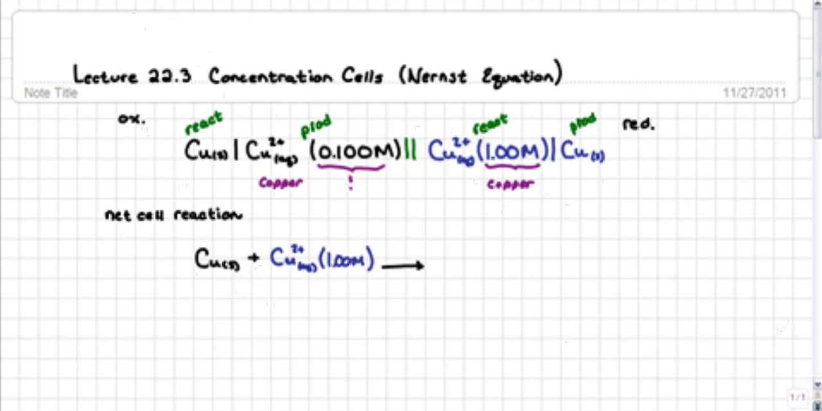Now, the product species: the copper ions that have the 0.1 molar concentration, as well as the solid copper. There's the net cell reaction. Notice that as this reaction occurs, the concentration of the reactants in blue, the copper ions with a 1 molar concentration, is going to decrease, as it is the concentration of a reactant. And the concentration of the product, on the right-hand side, is going to increase.